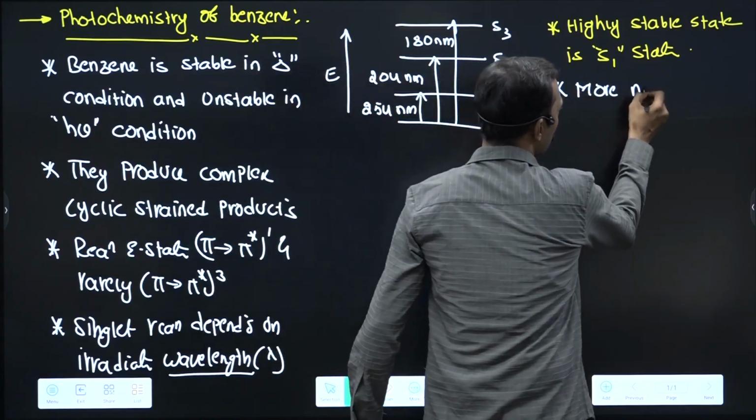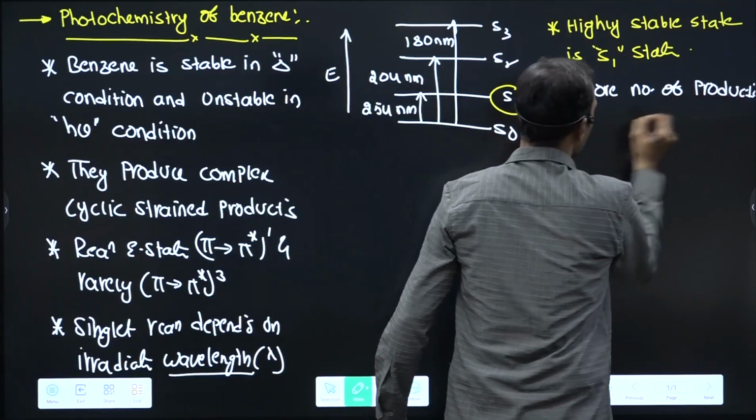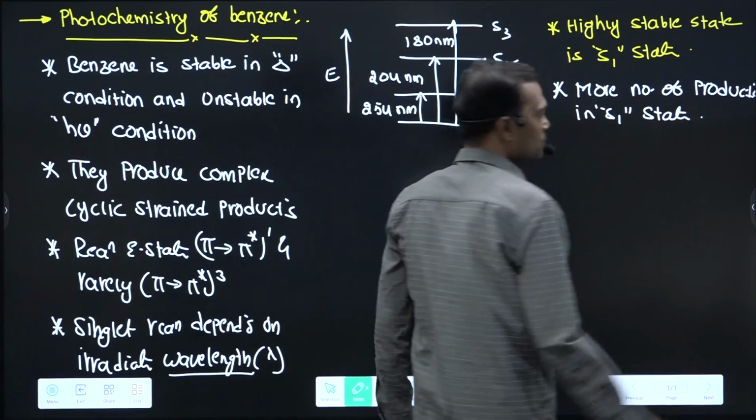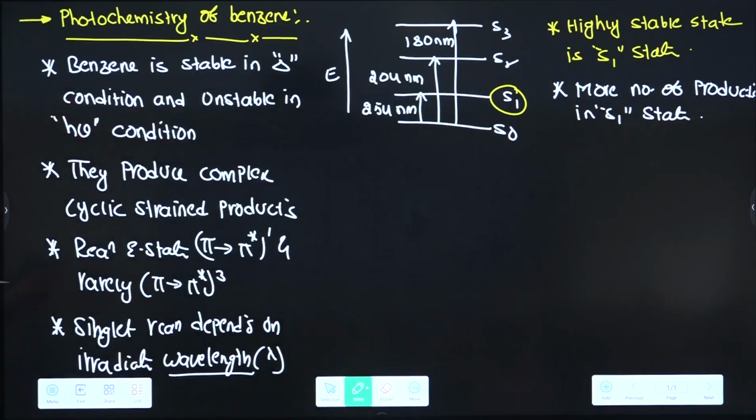So I can write that a greater number of products are formed in the S1 state only. The S1 state will produce more products. The most stable state is the S1 state, and the maximum number of products are produced from the S1 state only.